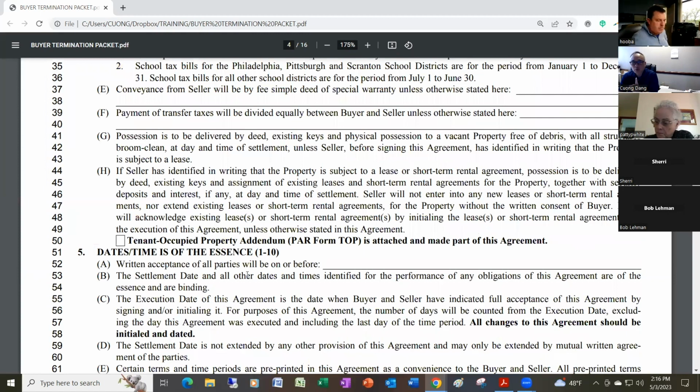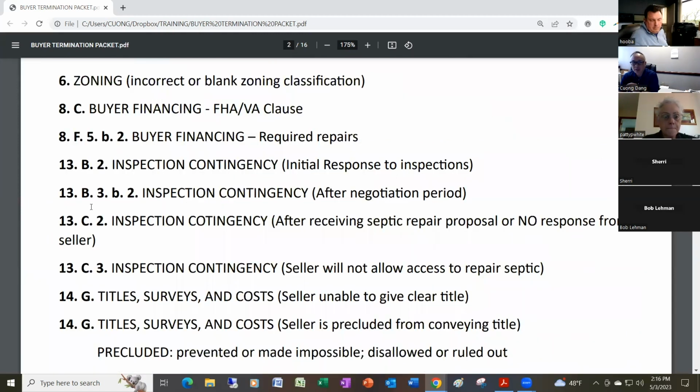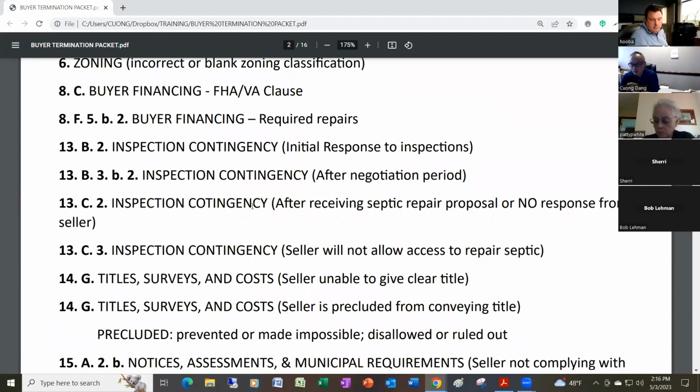I wanted to separate the septic part, okay, because that's paragraph 13C. So it's 13C2 and 13C3. So 13C2 is the inspection contingency after receiving septic repair proposal or no response from the seller. And 13C3 is inspection contingency where seller will not allow access to repair the septic system. Okay, so let's scroll down there.